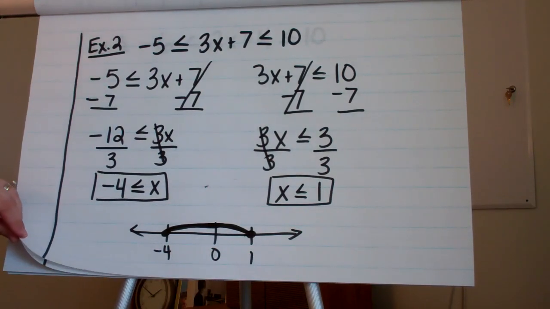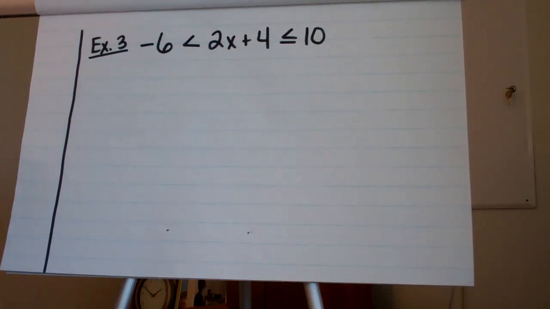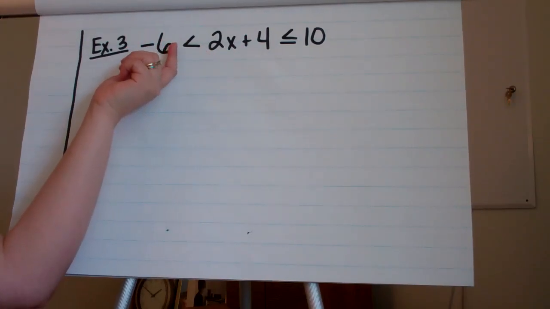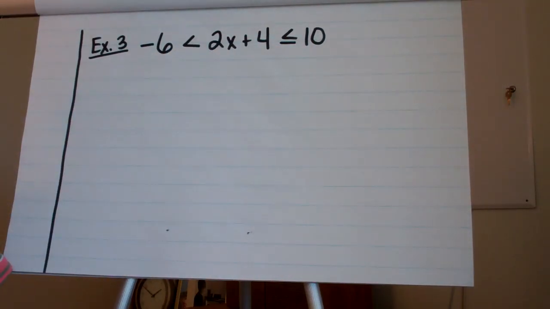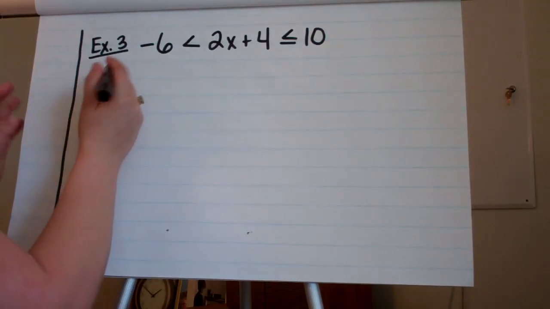Let's try one more. Okay, so this says that 2x plus 4 is between negative 6 and 10. So again, this is one that I'm going to have to break apart into two pieces before I can solve it. Okay, so the first piece is going to look like that.